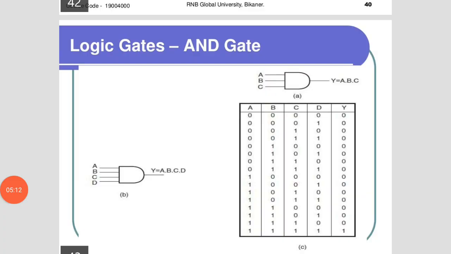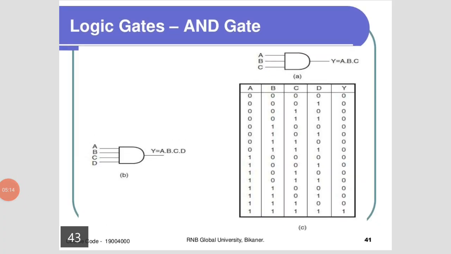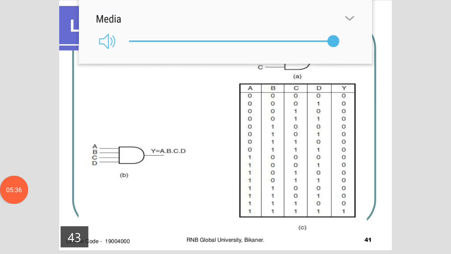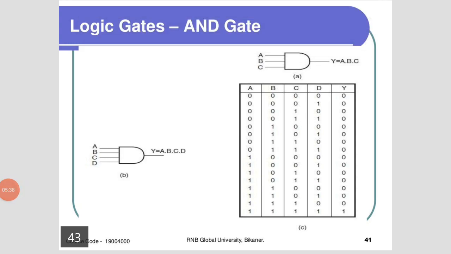After that we see the AND gate having three inputs A, B and C, with output Y. For four inputs A, B, C and D of the AND gate, the output is Y equals A into B into C into D. The truth table for the four input AND gate has inputs A, B, C and D.